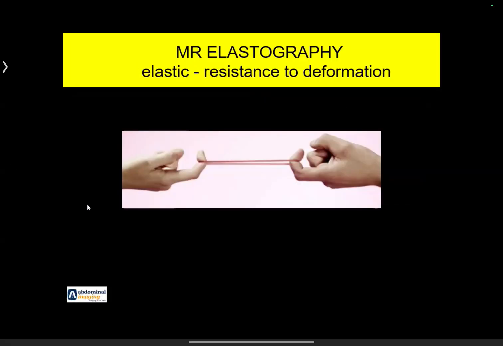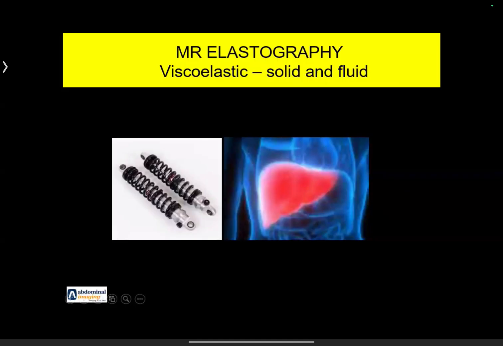The second component is elasticity. When you stretch this rubber and release the pressure, it comes back to normal. So our liver is a viscoelastic structure. It has both viscosity, viscous as well as elastic. A good example is the shock absorbers in the car.